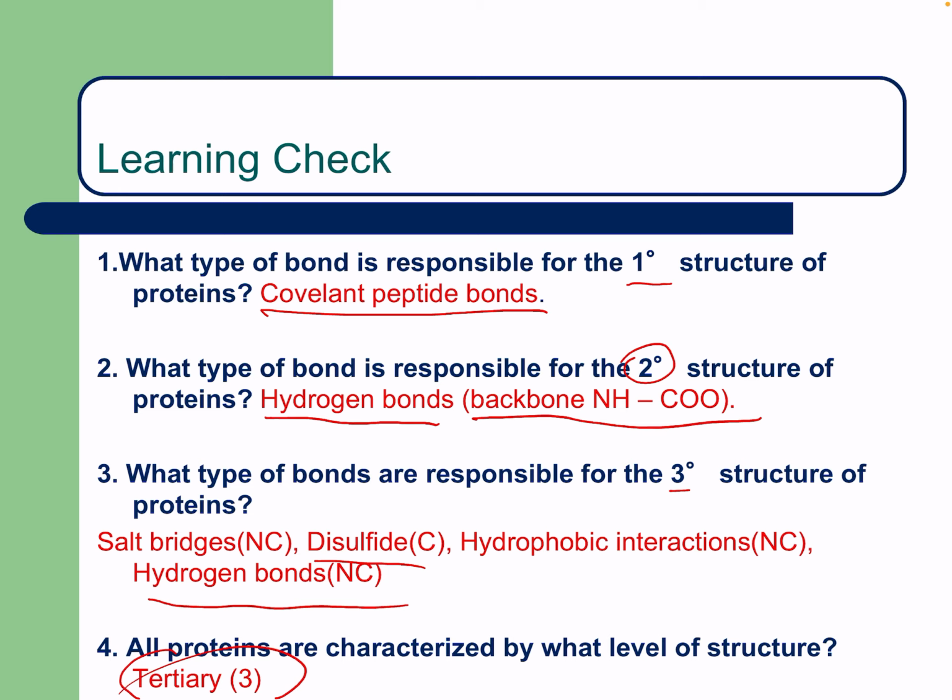With the tertiary structures, all proteins are characterized by tertiary levels of structure. So this is what determines its function. It's the most important level.